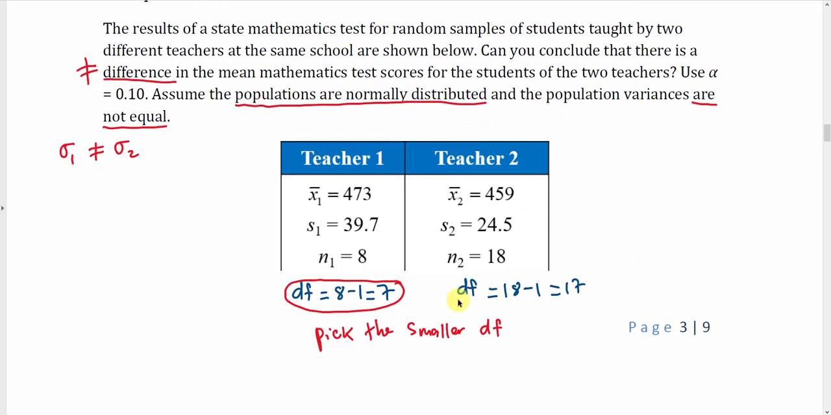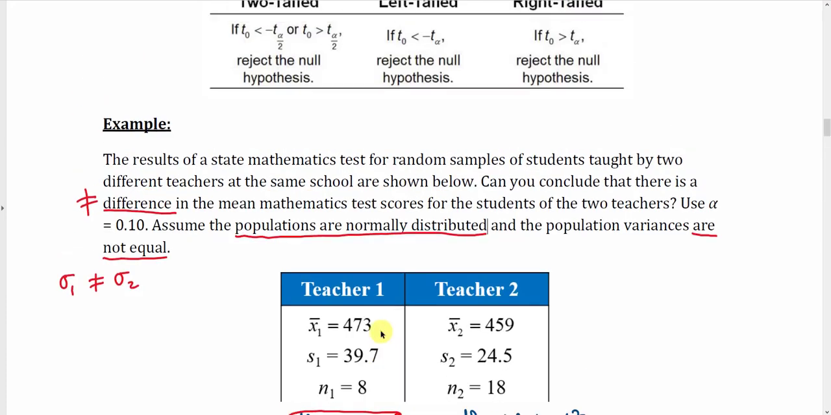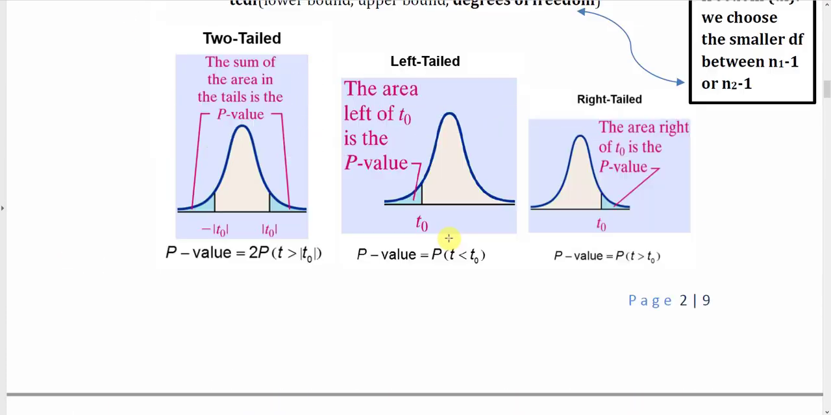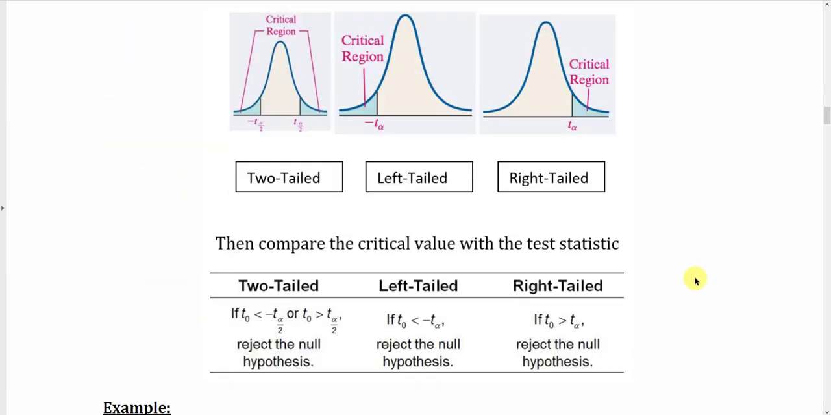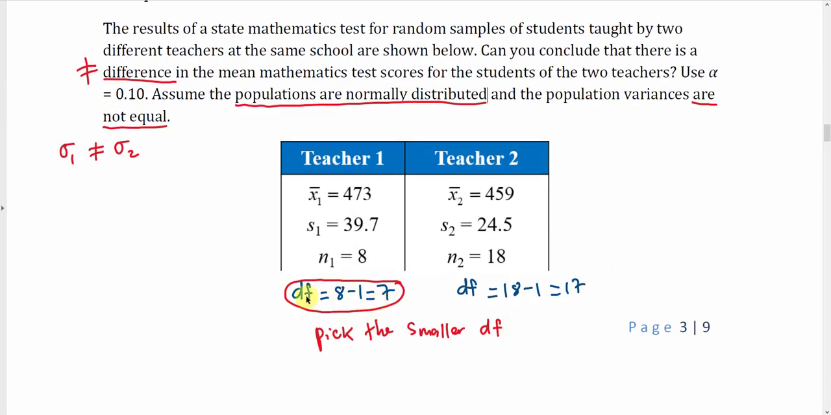We are given the sample mean for teacher 1 and the sample mean for teacher 2. S1 is the sample standard deviation, and S2 is the sample standard deviation for the class from teacher 2. Degree of freedom is the sample size subtract 1, and we pick the smaller one to find the TCDF. That's why I picked the degree of freedom to be 7.